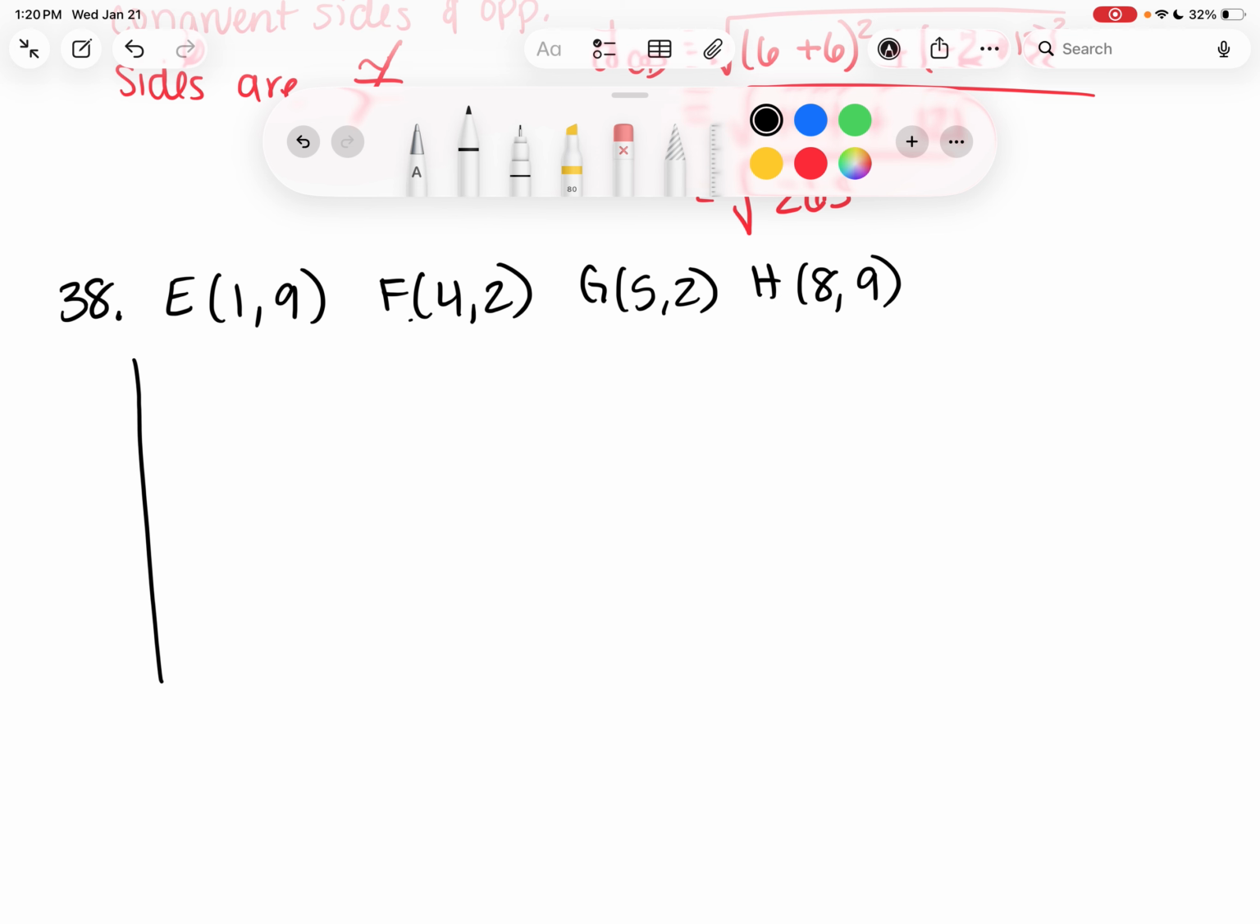So all this is in quadrant 1. It's all positive, so I'm just going to set this up this way. I'm going to plot the points. So 1, 9, right 1, up 9. That's point E. F is 4, 2, so that's right 4, up 2. G is 5, 2, so that's right 5, up 2. And then H is 8, 9, so that's right 8, up 9.